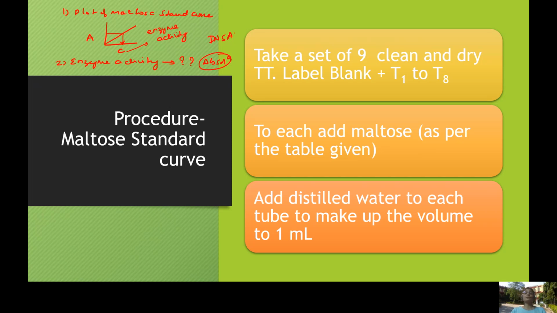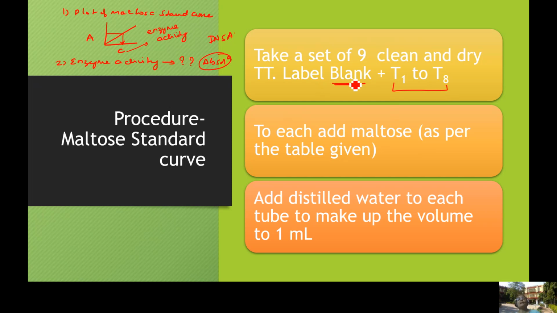So what you have to do is you have to take a set of 9 clean and dry test tubes, and you have to label them. First one, like we did in Lowry's method, first one will be labeled blank. The next 8 will be labeled T1 to T8.